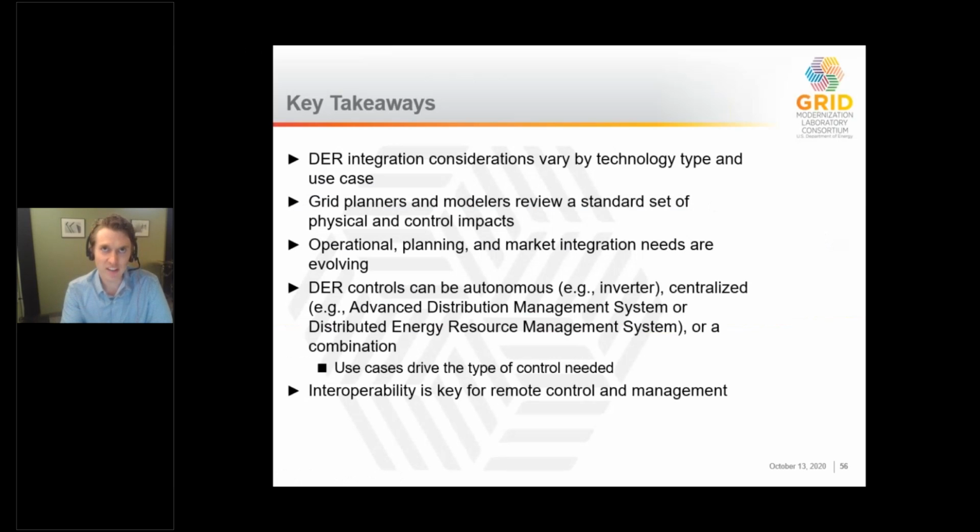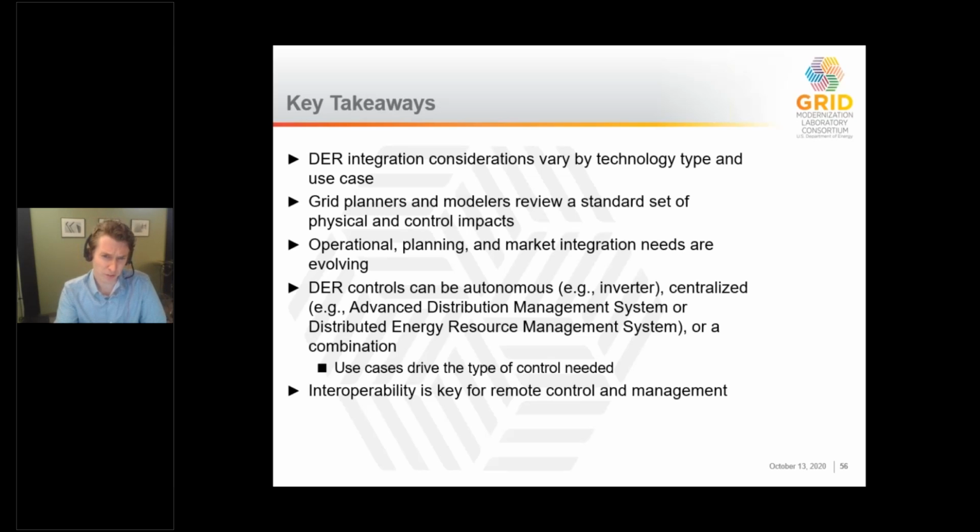The first is that DER integration considerations really vary by technology type and use case. We'll look at a few of the main types of technologies and how that impacts the integration considerations. Secondly, there's really a standard set of physical and control impacts that grid modelers and planners look at. Sometimes the thresholds are a little bit different, but in terms of the fundamentals, it's pretty similar across the country. So we'll look at what some of those impacts are and how to mitigate them.